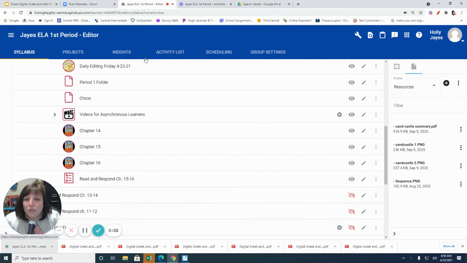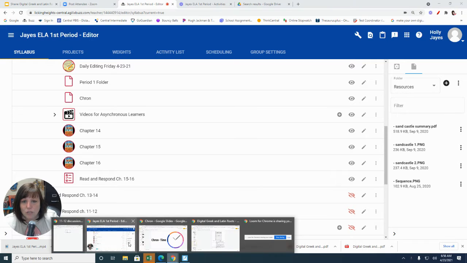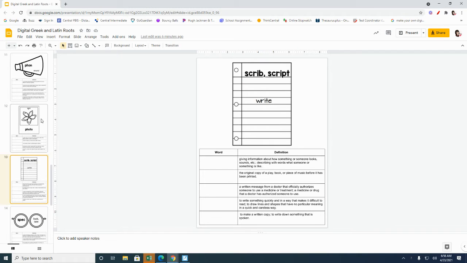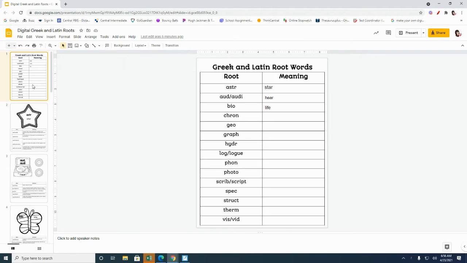Okay, we have another Greek and Latin root to talk about today. Last time we did bio, which meant life, and today we will be working on Chron. So I need you to go into your period 1, 2, 3, 6, or 7 folder and open up Greek and Latin roots. And when you do, it should look like this. And we will work on this page.